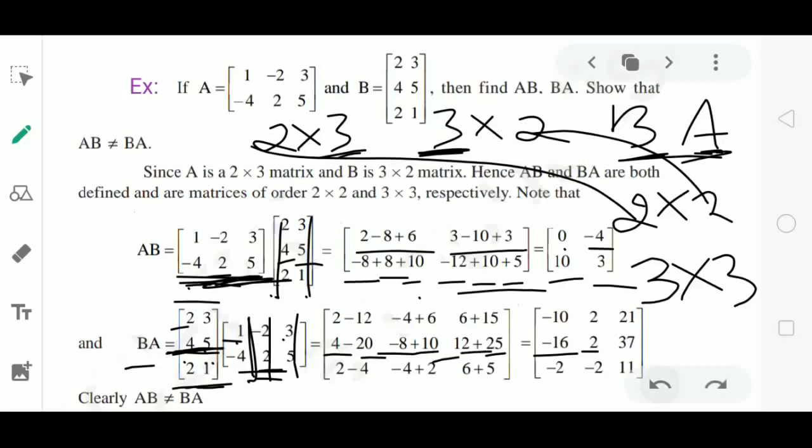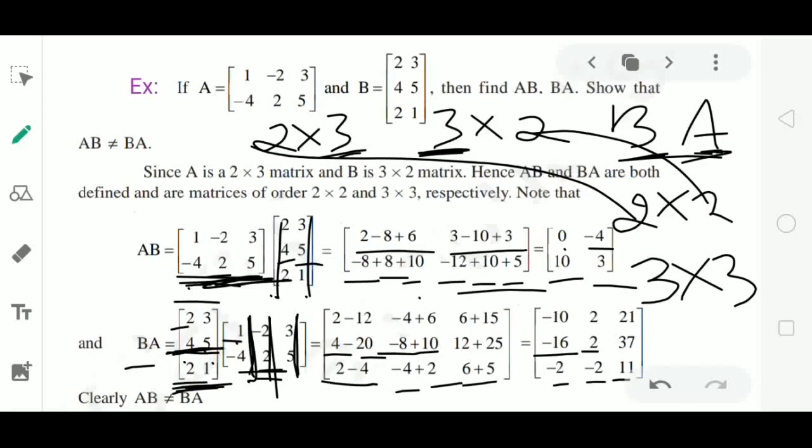Next, third row, first column. 2 into 1, 2. 1 into minus 4, minus 4. 2 minus 4 is minus 2. Third row, second column. 2 into minus 2 is minus 4. 1 into 2 is 2. Minus 4 plus 2 is minus 2. Third row, third column. 2 into 3 is 6. 1 into 5 is 5. 6 plus 5 is 11. So this is matrix BA.